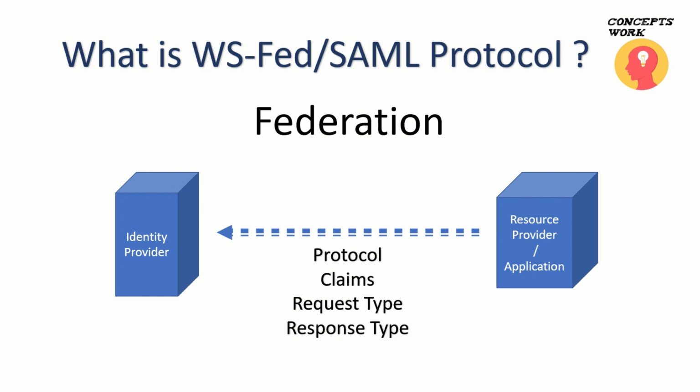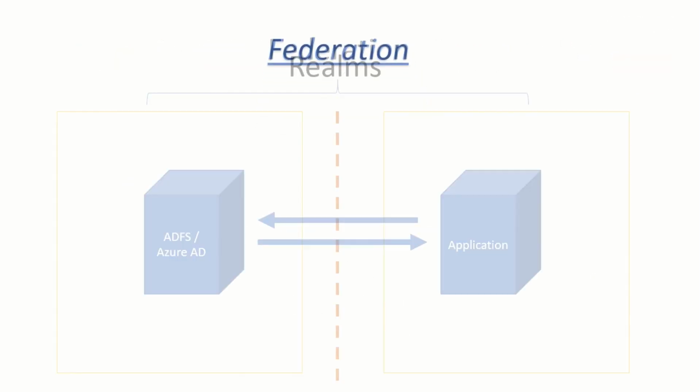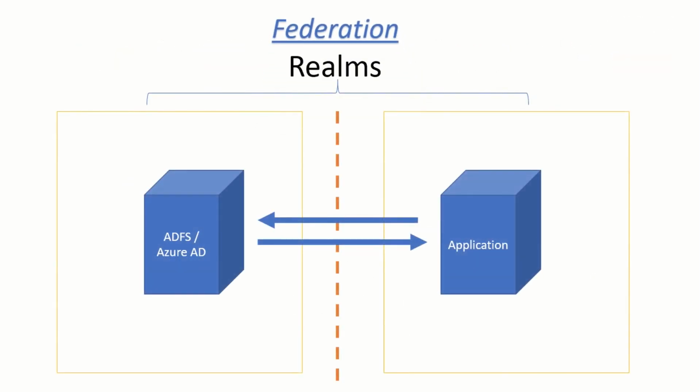But when you read the documentation of WS-Fed protocol, these two entities, identity provider and resource provider, will be referred to as realms. So realm in plain English means boundaries, but think about identity provider and application as two different realms always, because they both have their own authorization model. Now, what do I mean by authorization model? Let me give you an example.